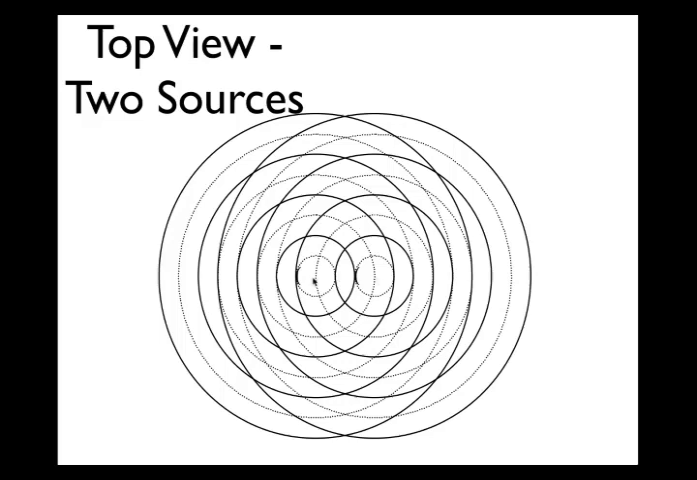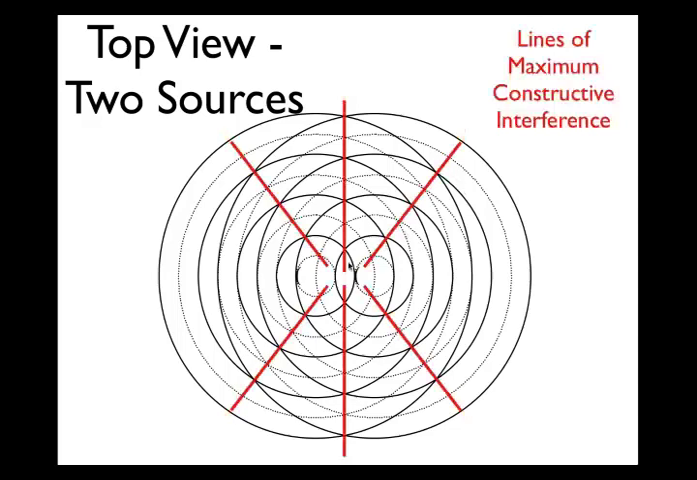If both are simultaneously sources of waves, there will be many regions where a wave from one source overlaps a wave from another source. Here in the middle, for example, a crest is overlapping a crest. Here's a place where a trough is overlapping a trough. Here's another crest overlapping a crest, another trough overlapping a trough, etc. If I connect all of those points together, they form lines, and these are called lines of constructive interference because they're where the maximum wave action is taking place.